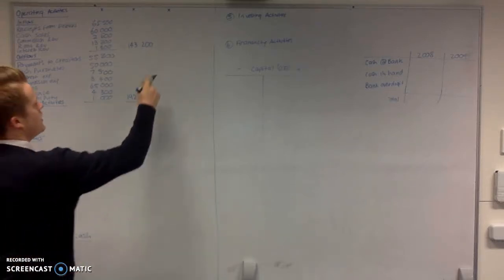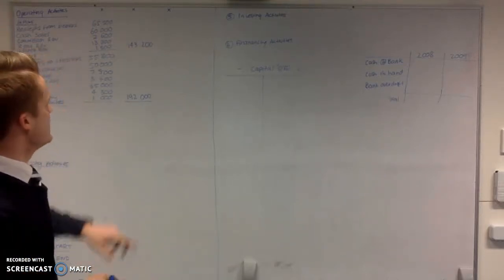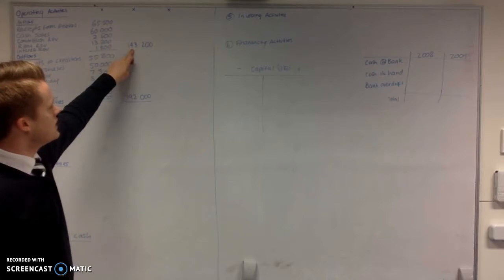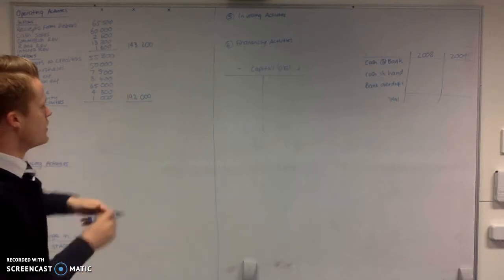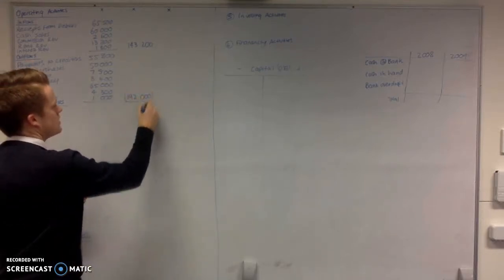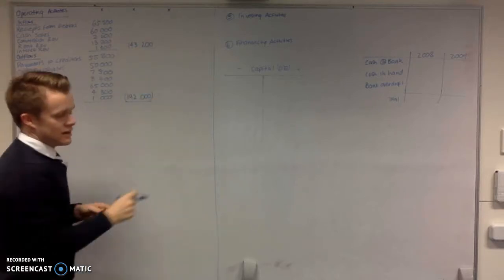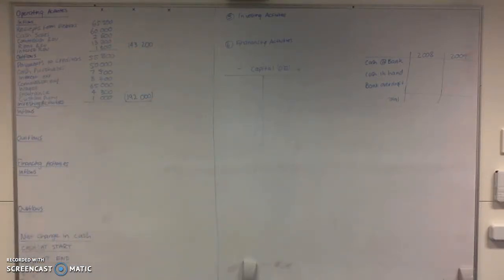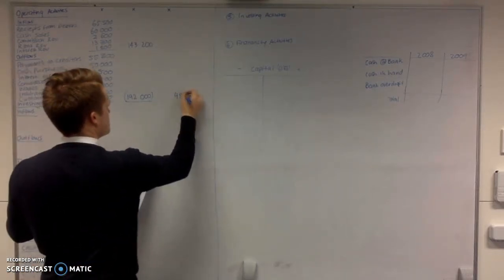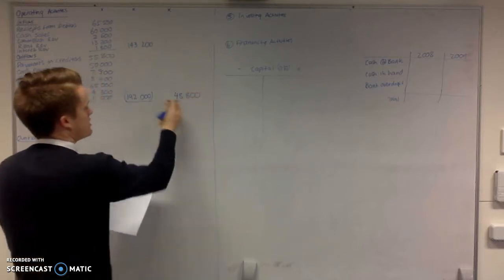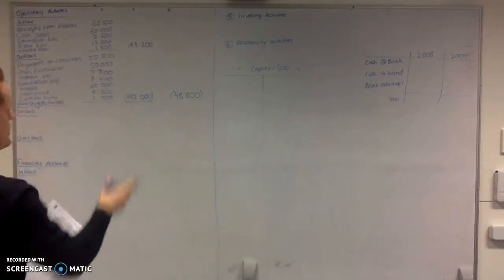Okay, so in order to figure out our net cash flow from operating activities, it is our total inflows take our total outflows. So that's why I put this one in brackets. So 143,200 less our outflows gives us a net cash flow from operating activities of 48,800, in the negative. So more outflows than inflows.